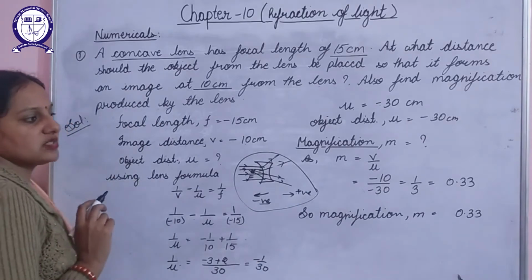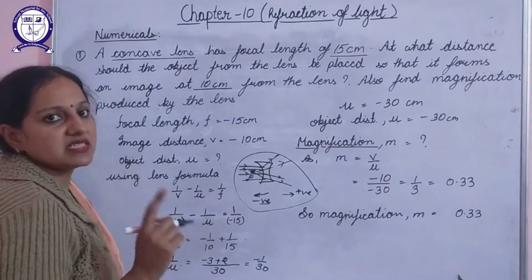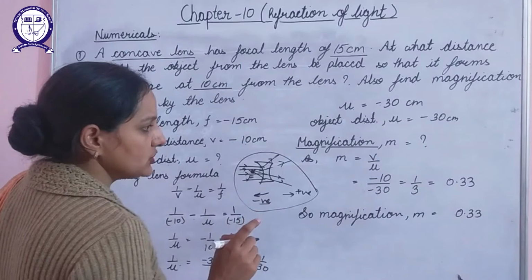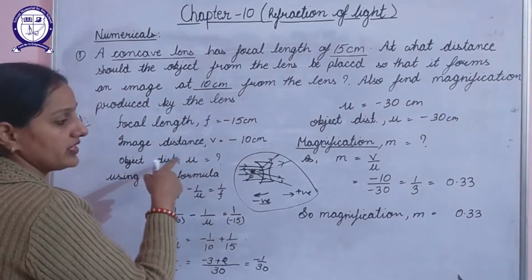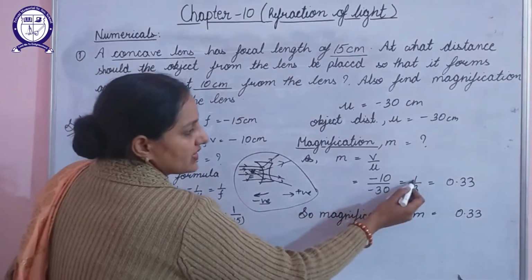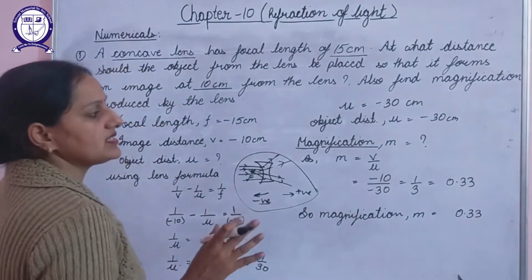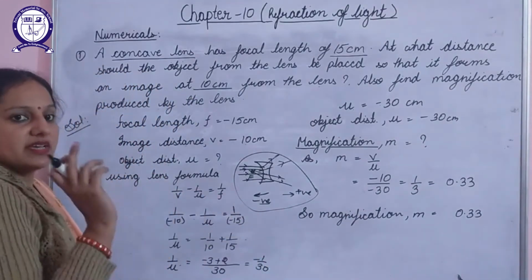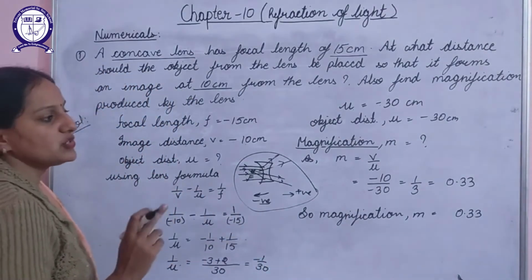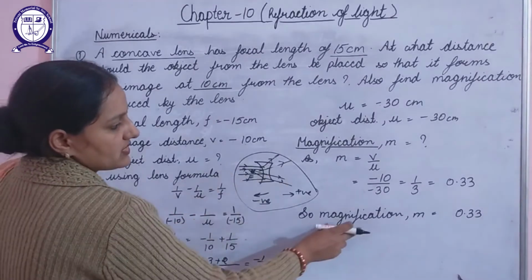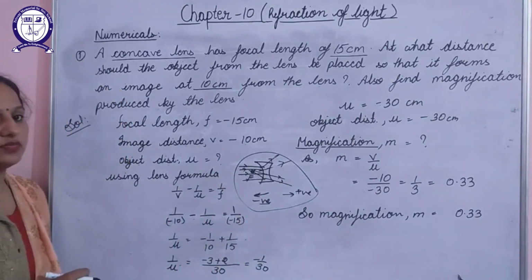If magnification is positive, it also indicates the virtual and erect nature of the image that we had already used here. Second thing, magnification is 1/3. It indicates that the size of the image is 1/3 in comparison to the size of the object. So this is magnification and this is object distance.